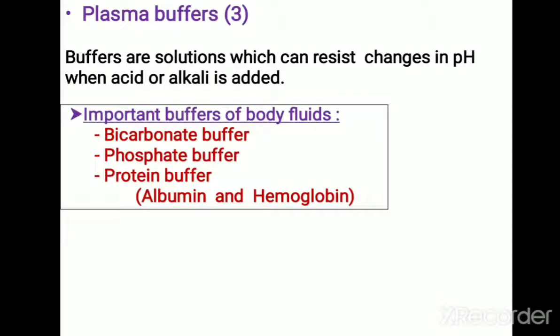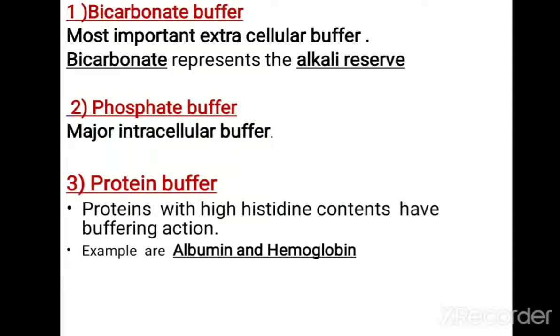And the next question is regarding plasma buffers. Here, just write the definition of buffers. Buffers means the solution which can resist the changes in blood pH when an acid or alkali is added. So what are the different types of buffers which are present in our body fluid? There are three different types of buffer. One is bicarbonate buffer, second one is phosphate buffer, and the third one is protein buffer. Then just write a few points related to each buffer.